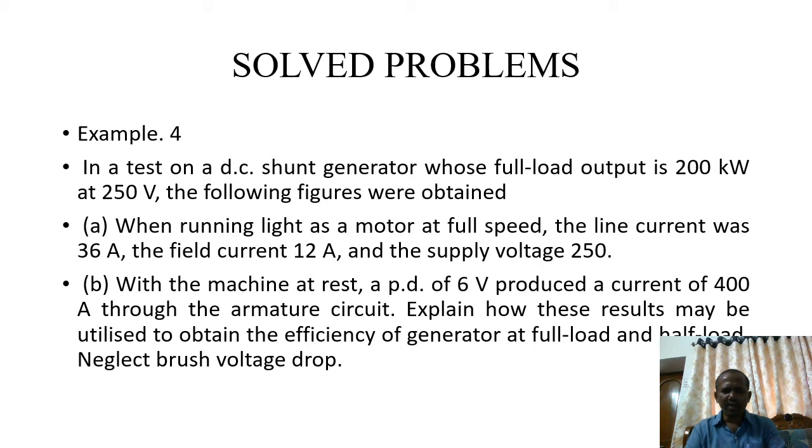With the machine at rest, a potential difference of 6 volt produced a current of 400 ampere through the armature circuit. Explain how these results may be utilized to obtain the efficiency of the generator at full load and half load. Neglect brush voltage drop. All of you note this problem.